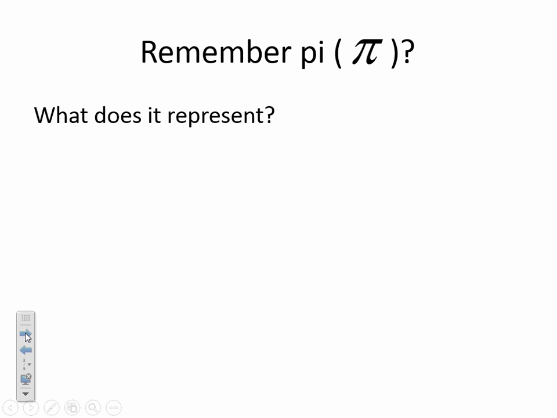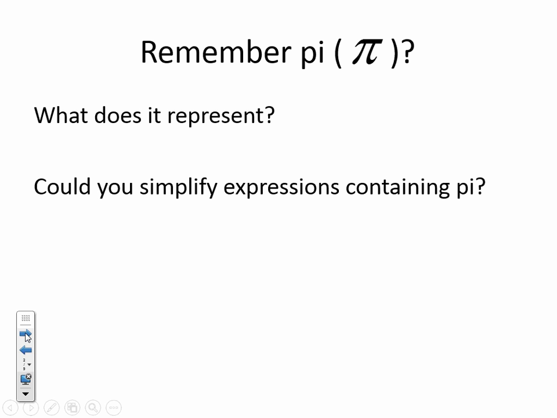We need to remember pi. Remember pi from geometry? What does it represent? Pi represents 3.14159. It represents an actual decimal value. This is irrational. It continues on and on forever, but those are a few of the first digits of pi.